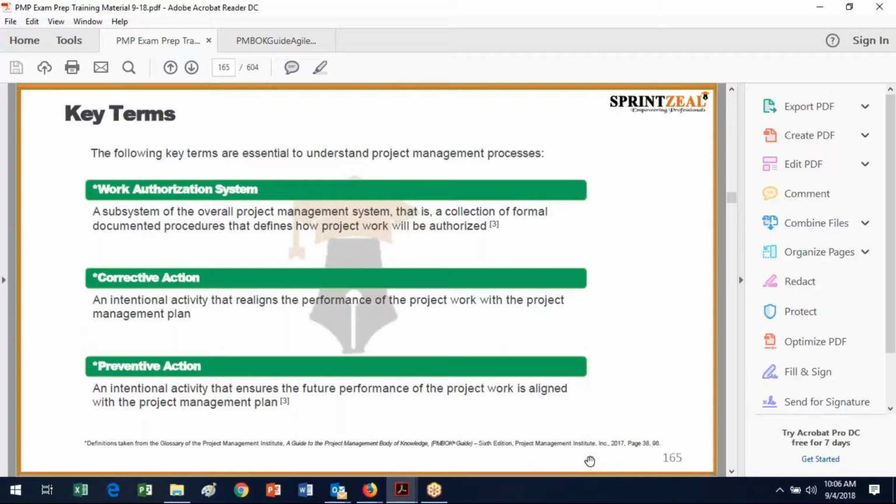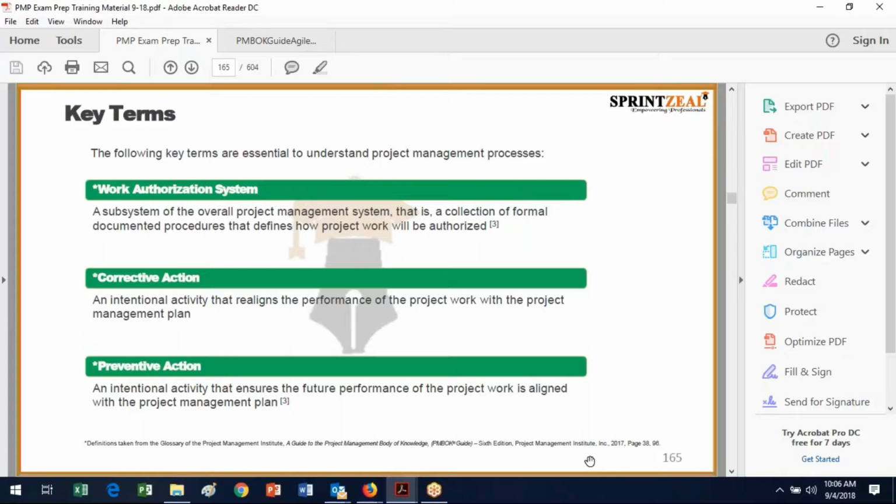Corrective action is an intentional activity that realigns the performance of the project with the project management plan. So if you get off track, how are you going to make corrections? And a preventative action is something that ensures the future performance of the work is aligned with the project management plan. So for corrective action, say you've already made a wrong turn and your navigation device is saying recalculating. That's a corrective action. A preventative action might be engaging your navigation device early on and following its directions, or making sure that its directions can be followed, say the off-ramp you wanted to use is not canceled.